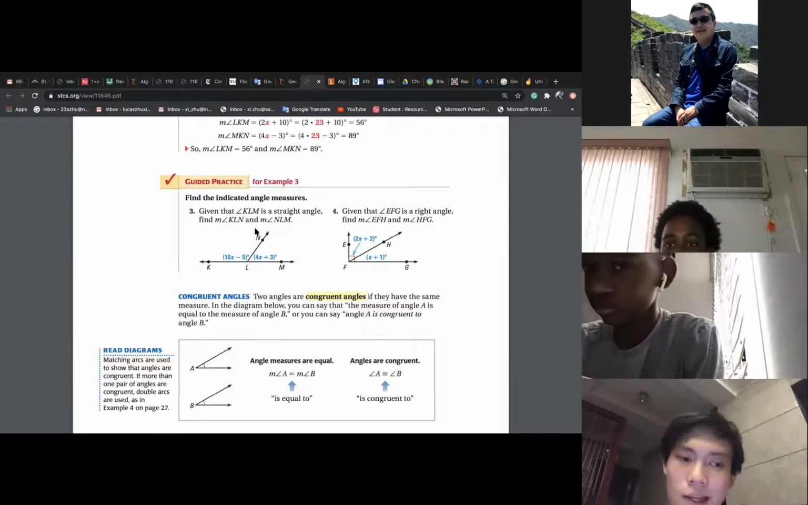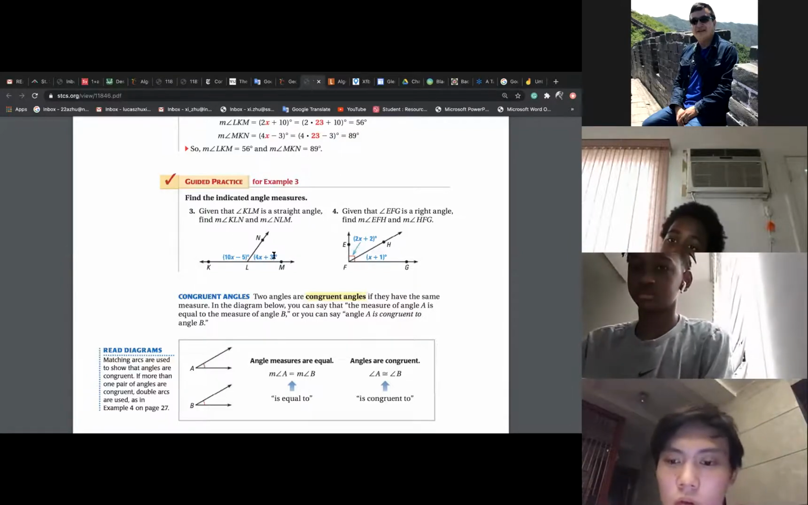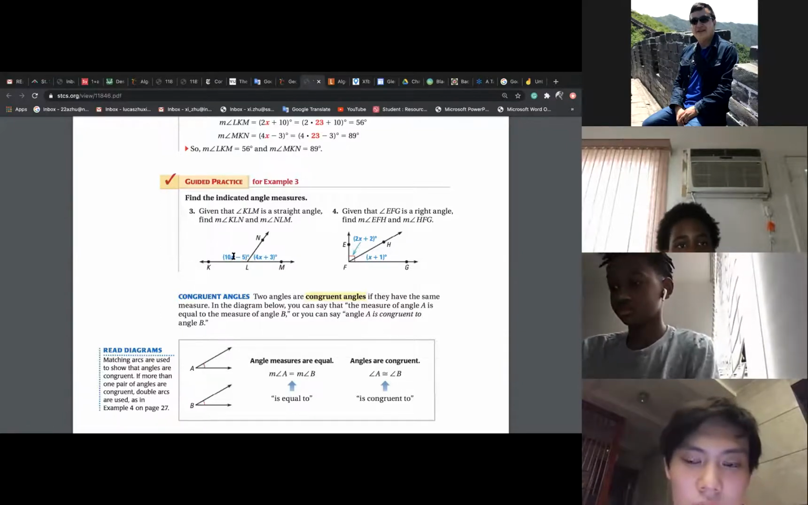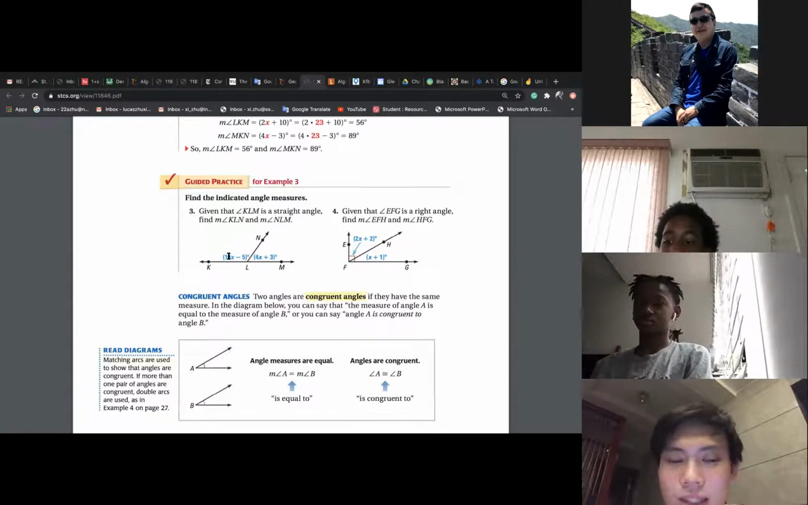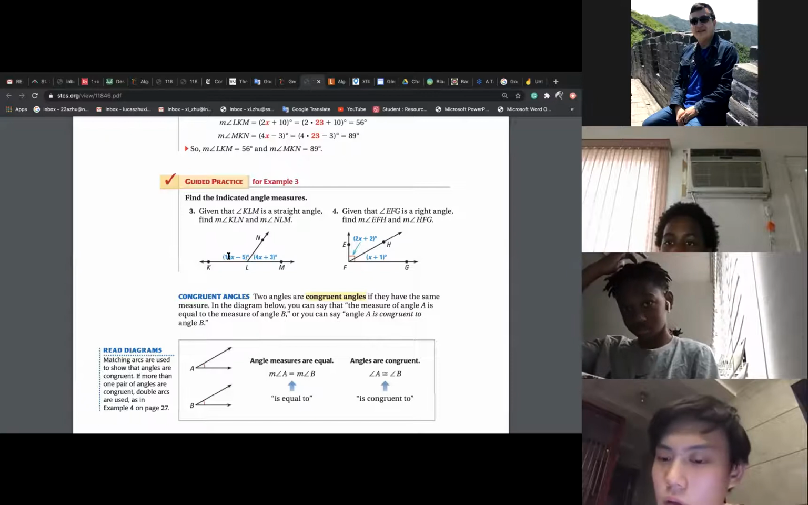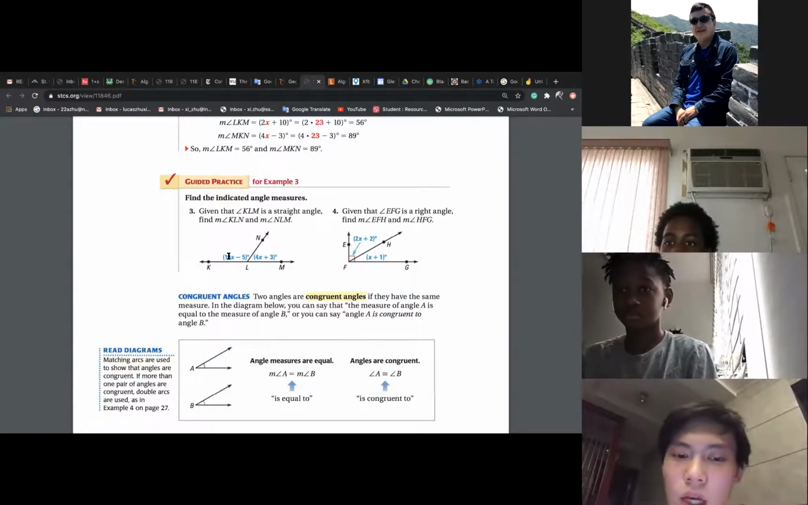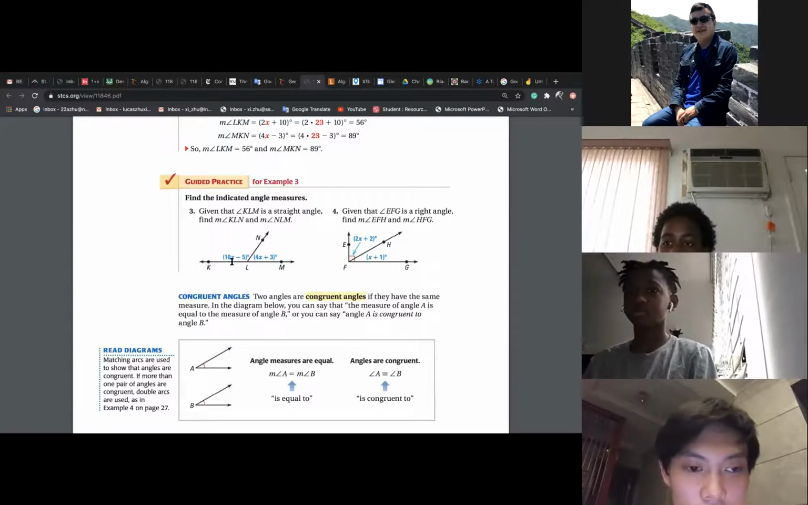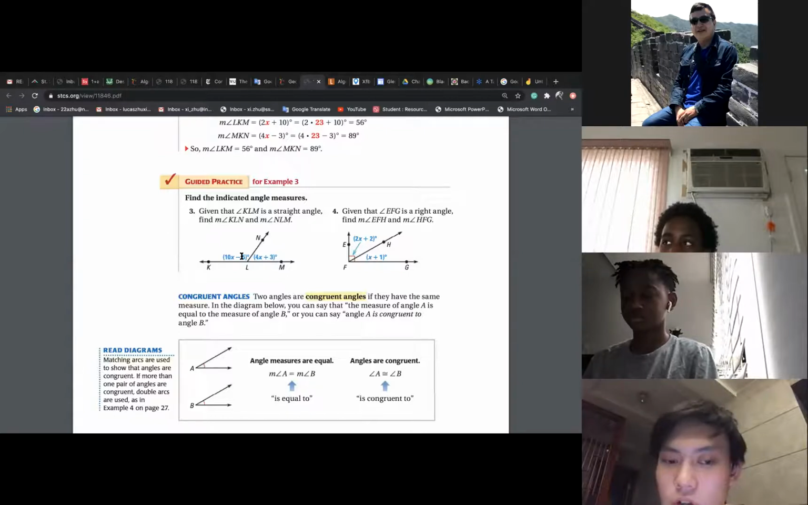They're asking you to find the exact measurement for each angle. But you know that there's x in each angle, right? That's why you don't know the exact value for that. So now you have to solve for x. But how do you set up an equation that you can solve for x? You know that the entire angle is 180, and you know that angle KLN and NLM have different values, but they have x in them. But how do you set up an equation?